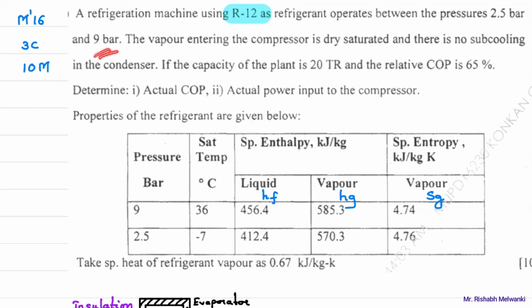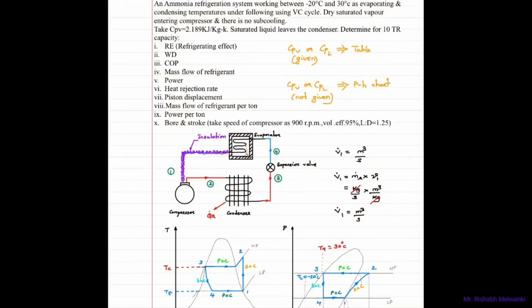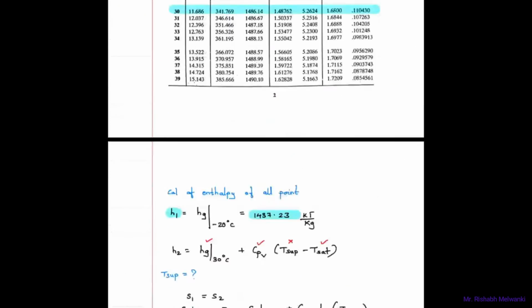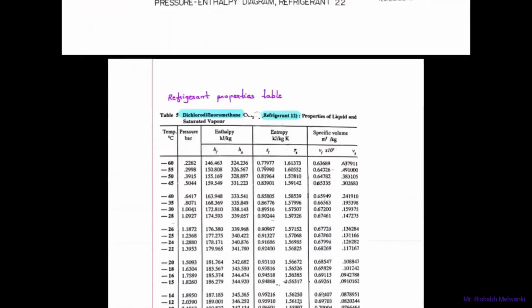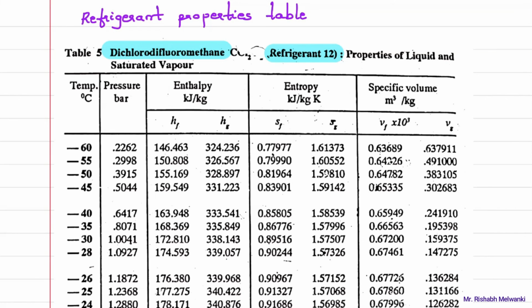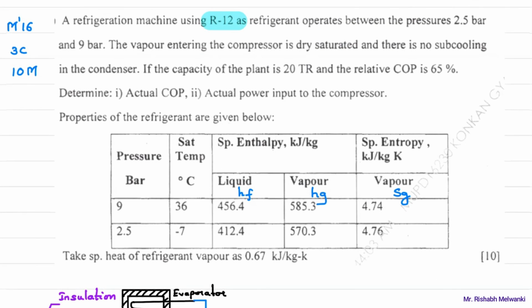Okay, let me check if I have the R12 refrigerant data table in this file. Let me check whether I have R12, and if so we will see that also. This is ammonia. Here you observe. Can you see this table number 5? This is R12 refrigerant. We had a pressure value of 2.5 bar, low pressure, and a high pressure value of 9 bar. Remember this value. Now I'll go to the R12 table.